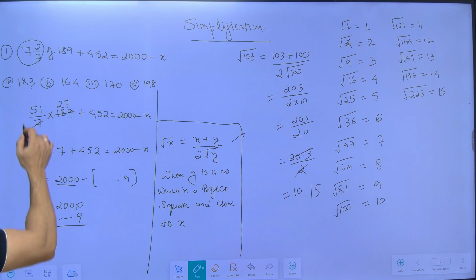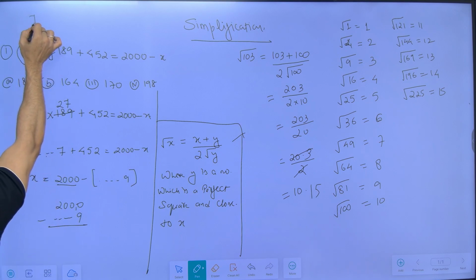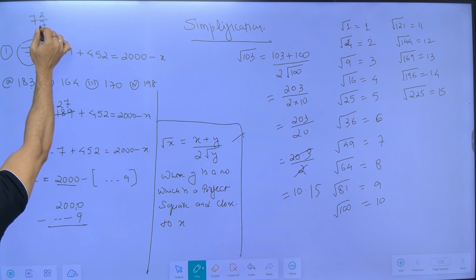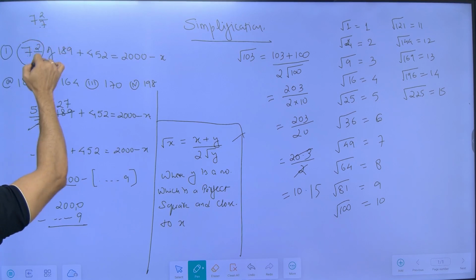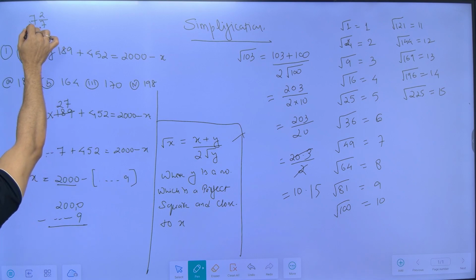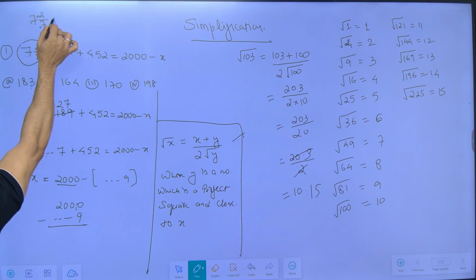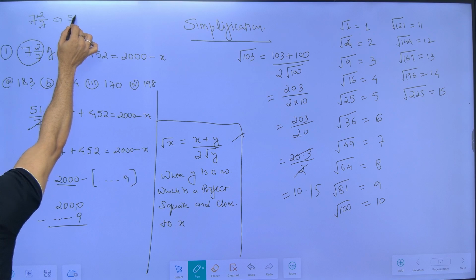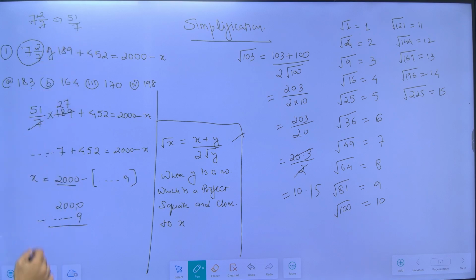Mixed fraction, right? And you have 7 2 by 7. So when you have to write this in this form, right? So first you multiply this with this. So 7 sevens are, and then add this into this plus this. 49 plus 2, 51 by 7. Right.